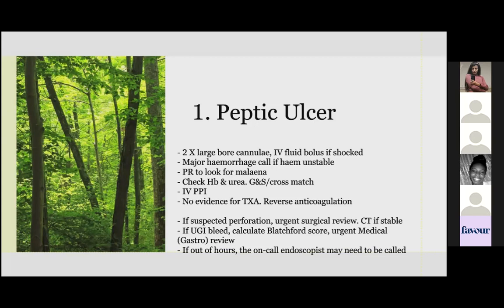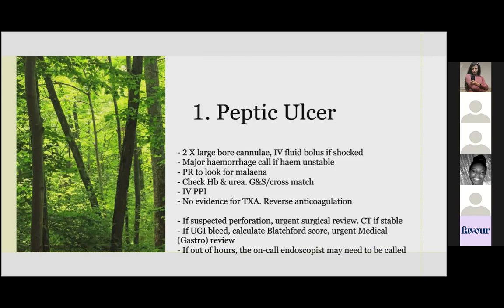So we give IV PPIs for patients with peptic ulcers, and it might be different in other countries, but we tend to give pantoprazole 40 milligrams IV. There's no evidence for tranexamic acid in patients with upper GI bleeding, interestingly, because with most other causes of bleeding in the body, we give tranexamic acid, but no evidence in an upper GI bleed. And in fact, this makes you more prone to clot, so it's not without harm. So there's no evidence of benefit, and if you give a patient TXA, then they're at higher risk of thrombotic events.